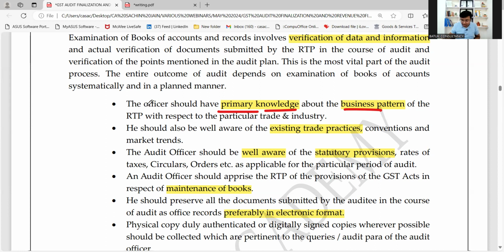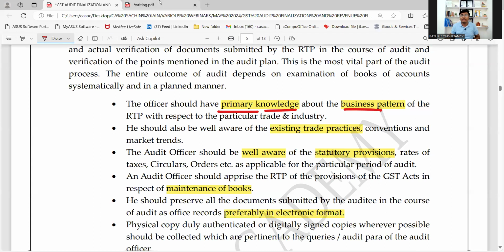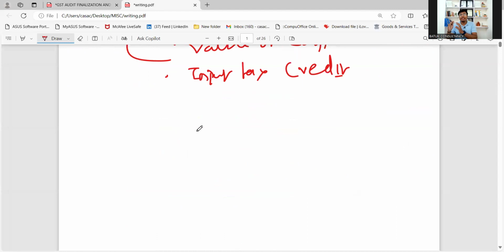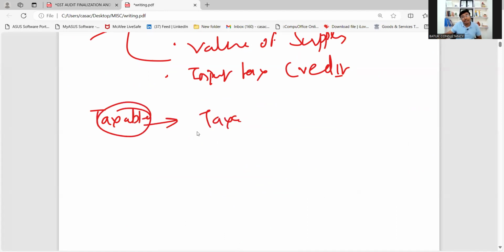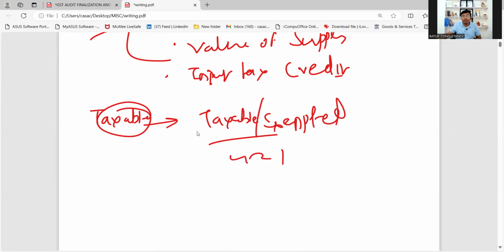Because suppose you do not understand the business, if you are not going to understand the nature of the business, in that case how can you identify whether all the products are taxable or not? If that particular business entity is dealing in taxable as well as exempted products, in that case there is a requirement of rule number 42 and 43. And as we all know, rule number 42 and 43 is a very crucial aspect, and you can find the maximum defaults in these rules.